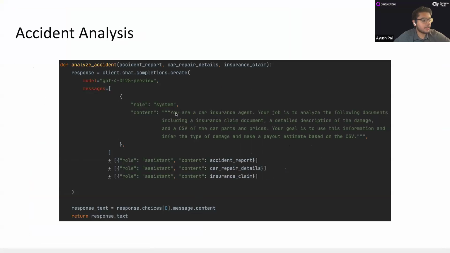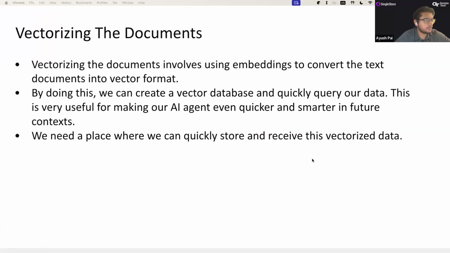And the prompt is, you are a car insurance agent. Your job is to analyze the following documents, including an insurance claim document, a detailed description of the damage, and a CSV of the car parts and prices. Your goal is to use this information to infer the type of damage and make a payout estimate based on the CSV. So it's going to be using all this information from here to create a very detailed payout analysis and kind of assess what happened in the car accident.